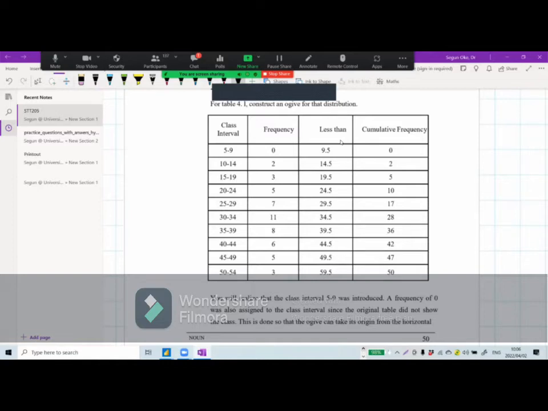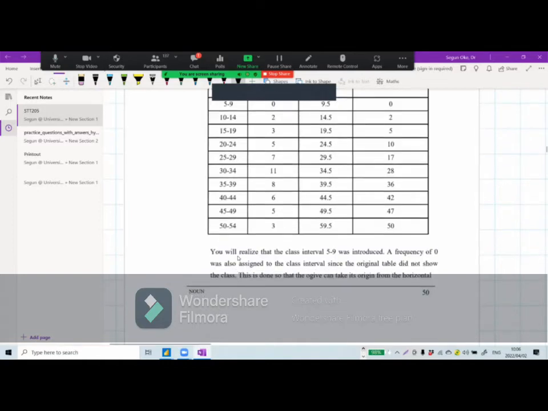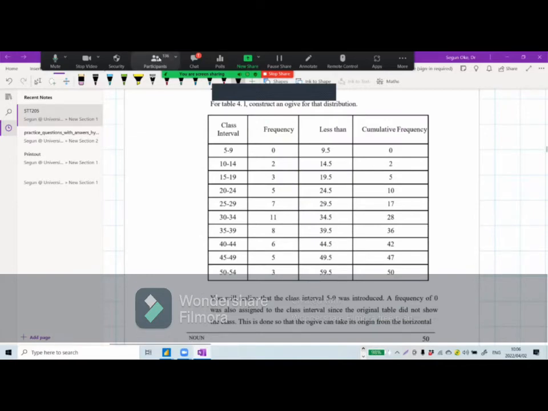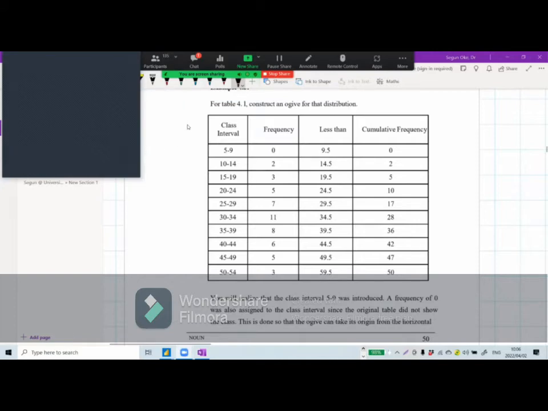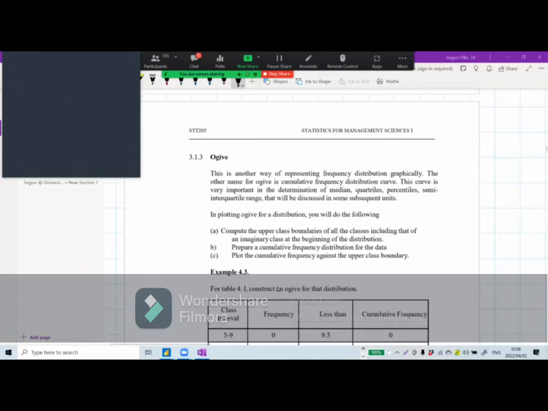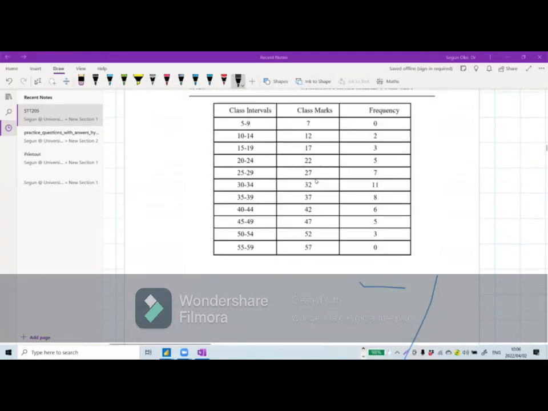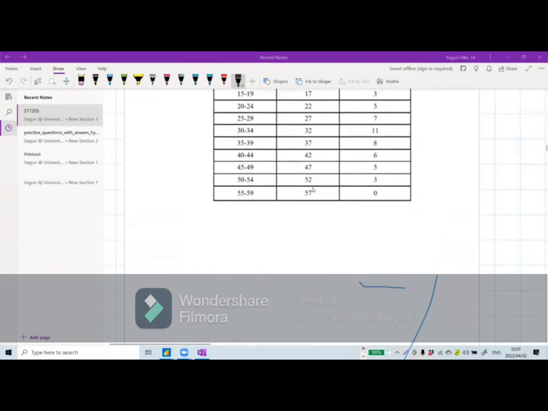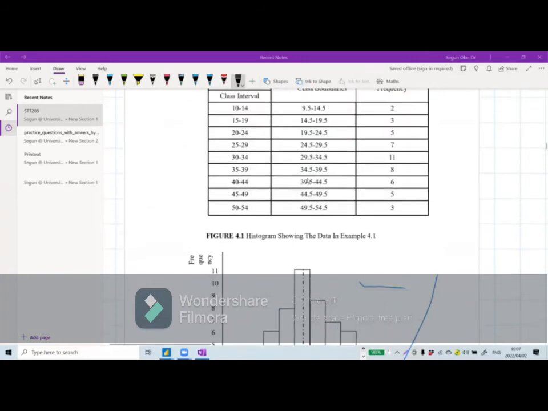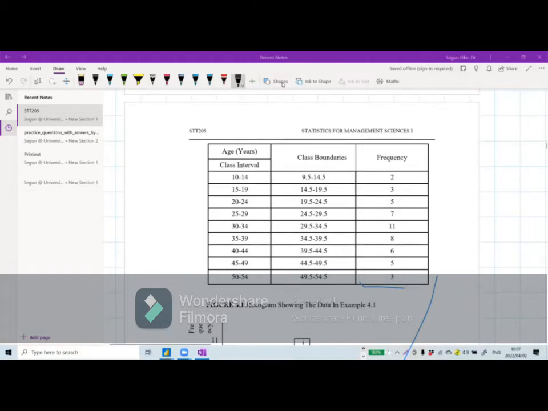How do we distinguish between less than and more than? If you read this instruction, you will realize that the class interval 5 to 9 was introduced, and then a frequency of 0 was also assigned to that class interval, since the original table did not show the class. For example, if you check table 4.1, this is table 4.1 they're talking about. It is in your textbook.